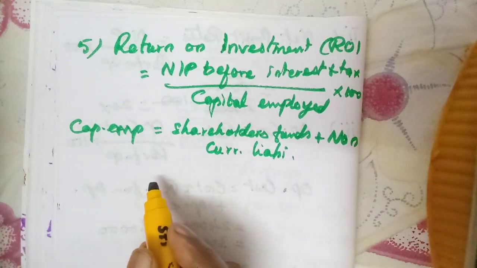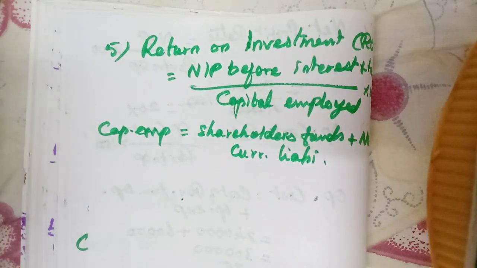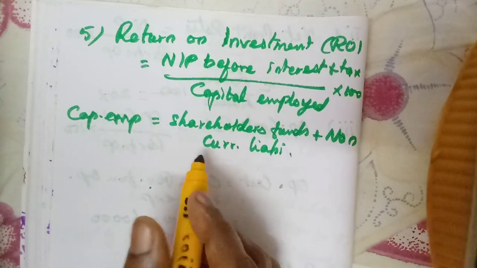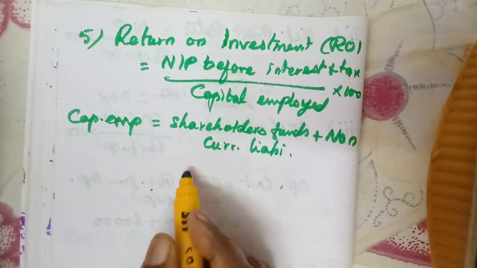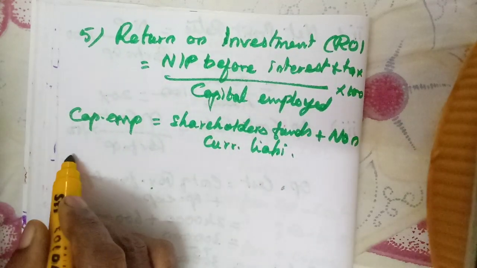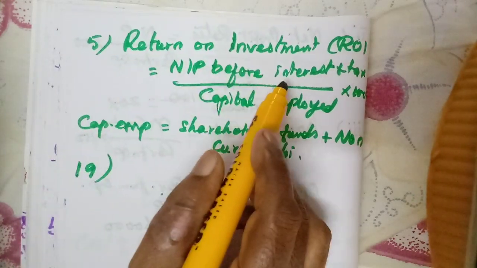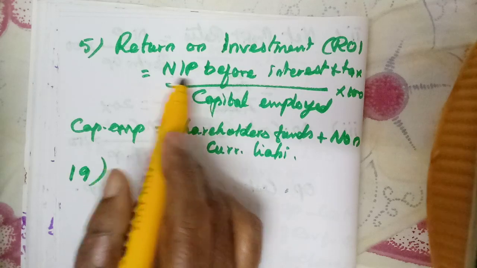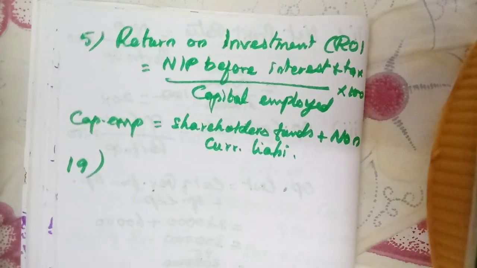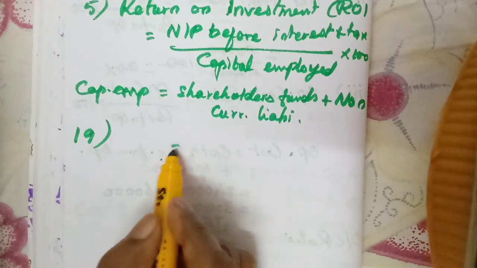Okay, so now we will do the exercise. The 19th exercise. Here they have given net profit before interest and tax 60,000. Then capital employed we need to calculate. You have to write the full formula. Return on investment is equal to net profit before interest and tax divided by capital employed into 100. You write all these things. In the shortage of time I am not writing. Then capital employed we have to write.